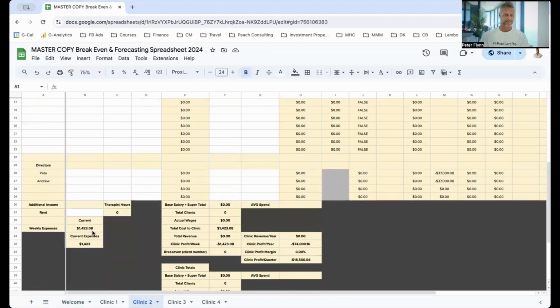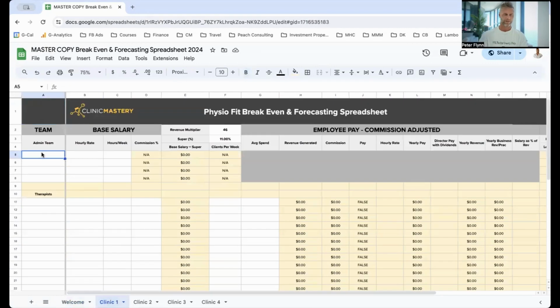Now, when you jump over here, what you'll notice is for Clinic 1, it's put in your expenses, and for Clinic 2, it has put in your expenses. So it's already done that for you. So let's start with Clinic 1. We're going to put our admin team in here. We're going to say Sally, Johnny, and Tim.